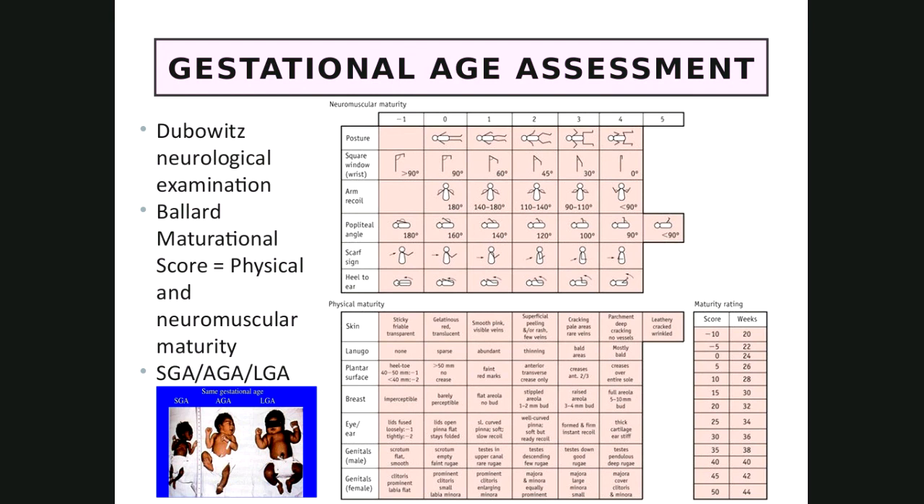And the way we assess this is we're going to look at neuromuscular maturity and physical maturity, and then we're going to give each category a score. You don't need to memorize the scores here, okay? But let me tell you what you do need to know. We give it a score, and then you add it up. And then based on what you get here on the right-hand side, like if your score adds up to 35, okay, that means that the baby is 38 weeks gestational age.